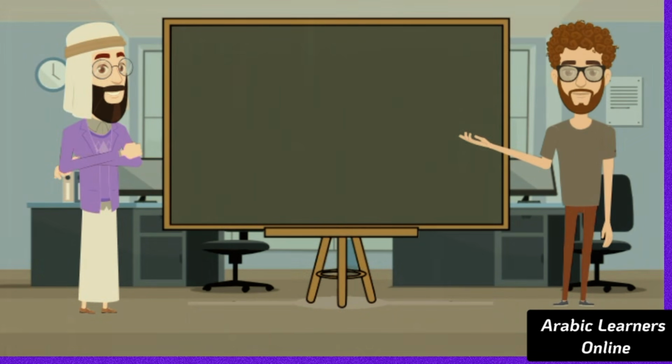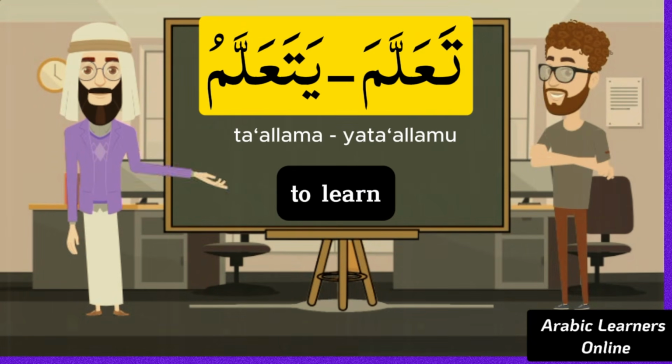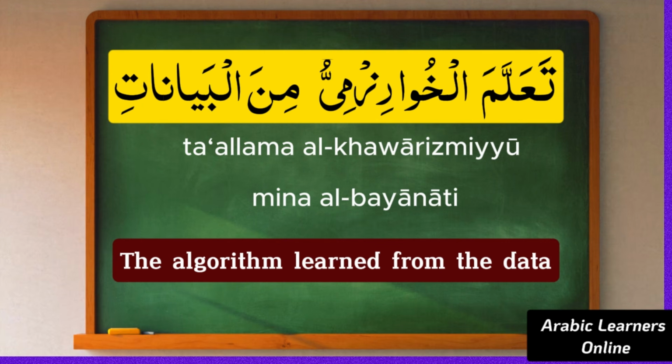Now for machine learning. The algorithm learned from the data. For machine learning, we use تعلم يتعلم, which means to learn or acquire knowledge. Your sentence تعلم الخوارزمي من البيانات. Listen carefully. تعلم الخوارزمي من البيانات. Breakdown. تعلم learned. الخوارزمي the algorithm. Subject. من البيانات from the data.